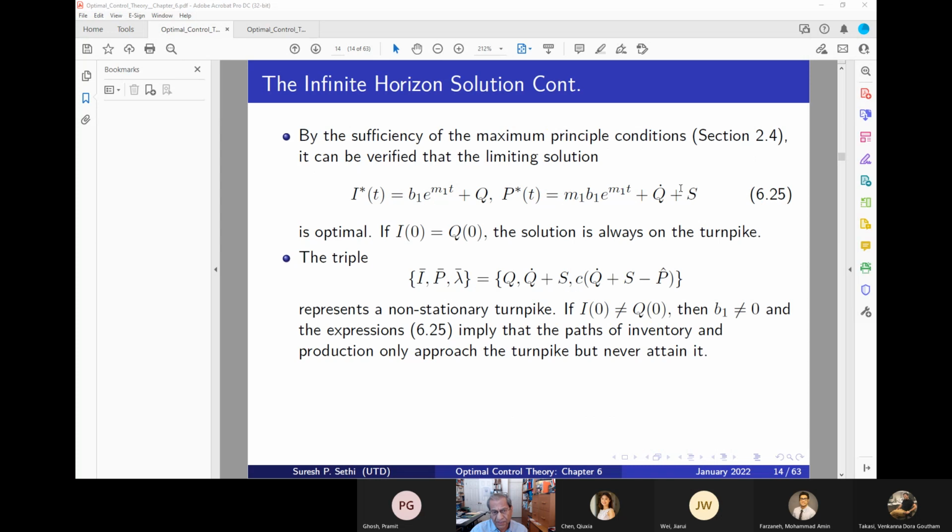And by sufficiency of the maximum principle, we can show that this control is now sufficient, optimal. And if I0 is Q0, the solution is also the turnpike, and this is your turnpike. We already gave you a notion called optimal long-run stationary equilibrium in chapter 3, and this is the triple if there's no control constraint, because control constraint P bigger than 0 was removed. We did not put that constraint. We used 6.5 instead. And so without that constraint, it's a triple, not a quadruple. And this is our turnpike.